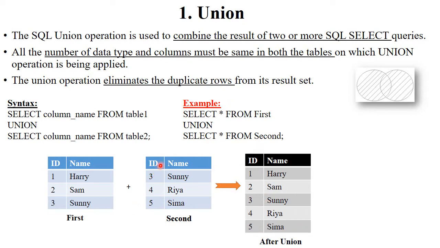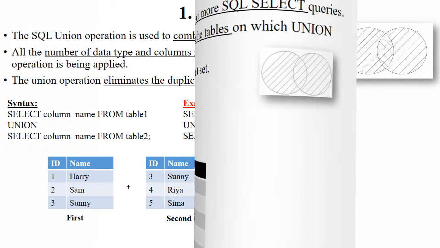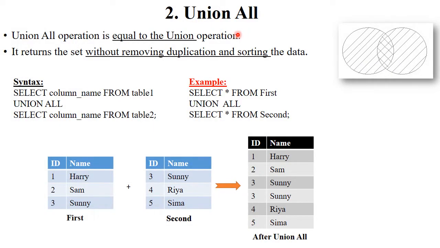See here, ID and name, the same columns are there. The first three rows of the result are the same as they are. And here ID 3 and name Sunny will be common. But the union operator eliminates this duplicate data. It is represented only once in the result set, right? And the remaining IDs 4 and 5 are as they are. So this is called the union operator. It combines the results of two or more tables and eliminates duplicate data. Clear?